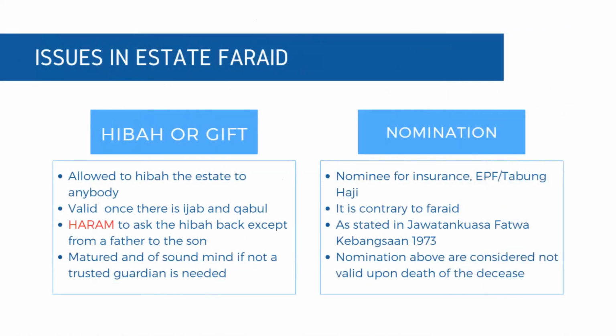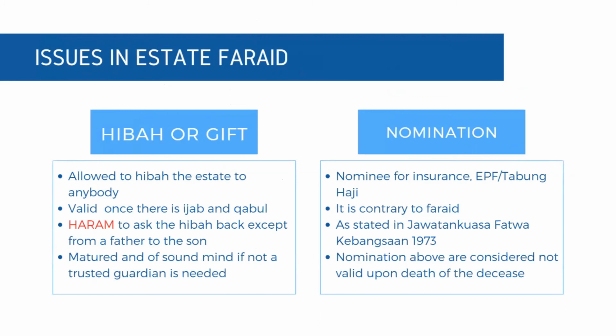Okay, so let's proceed to the issues regarding estate faraid. There's basically two main issues. The first one is hibah or gift. So hibah is actually allowed to be given to anybody, even outside of the family members. It is valid once there is ijab and kabul. So it must be done while the owner of the asset is still alive, before he died, basically.